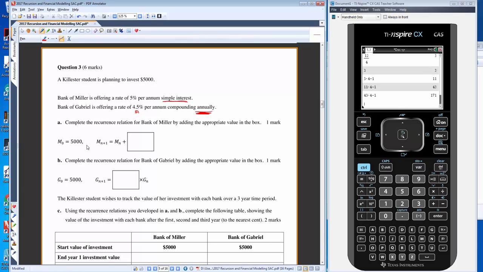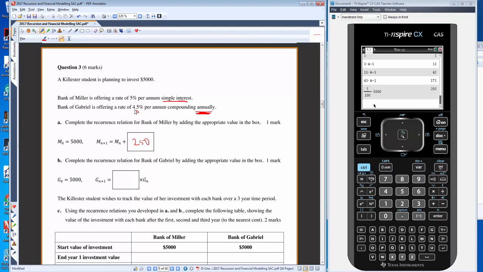So our initial value is 5,000. Next term in the sequence is generated by adding an amount to the previous term. Now we know that the student is investing $5,000, so we're going to do 5% of 5,000. That's 250. So 250 is being added each time.